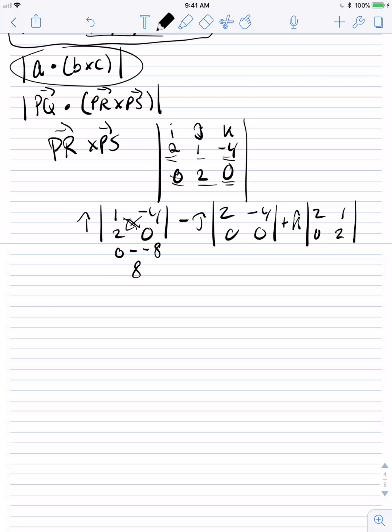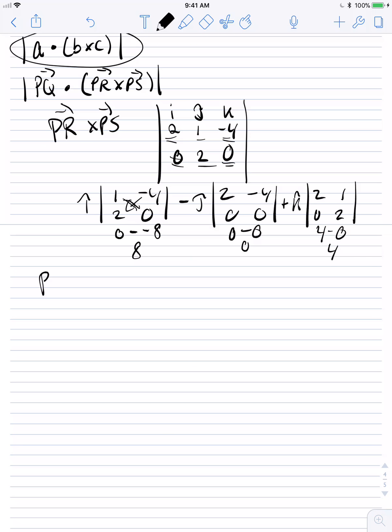We got 2 times 0, which is 0. Negative 4 times 0, which is 0. Subtracting those, you get 0. And we got 2 times 2, which is 4. 1 times 0, which is 0. And then subtracting, 4 minus 0 would be 4. So now our PR cross PS would give us the vector, because the cross product gives us a vector. This is 8 i hat, 0 j hat, and 4 k hat. So (8, 0, 4).